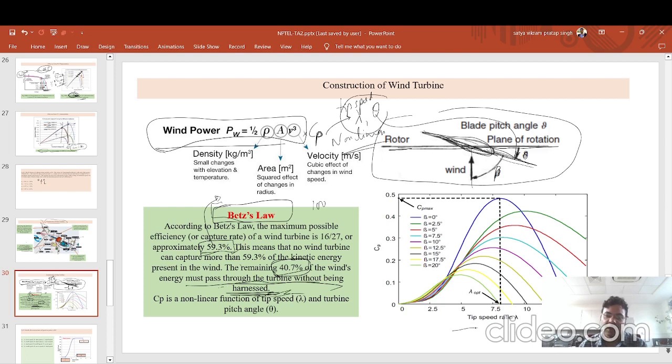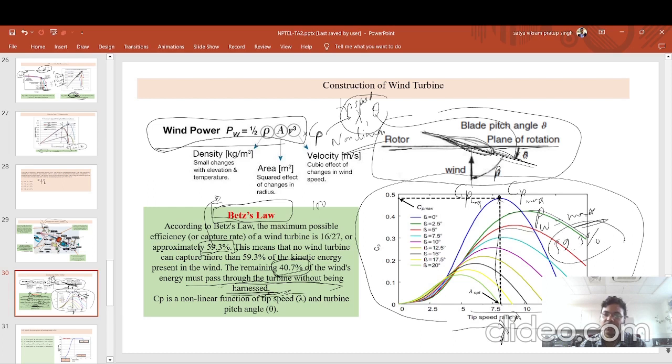In the right side graph you can see this statement also. If you increase this lambda, the speed ratio, at a certain point you reach Cp max, and if you increase lambda further, you cannot get Cp max at any other lambda value. It means that at a certain speed ratio you get Cp max, and at that particular point the wind power generated is maximum, and the energy generated is only 59.3% of what is actually coming.